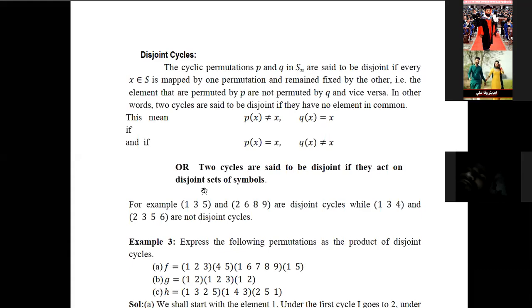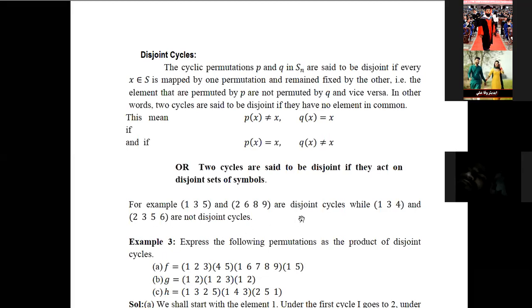Means there's nothing common. For example, (1, 3, 5) is one cycle and (2, 4, 6) the second. It means there's nothing common. Here 1 goes to 3, 3 goes to 5, 5 goes to 1. It's one cycle. 2 goes to 4, 4 goes to 6, 6 goes to 8, 8 goes to 9. It means both are disjoint. But here (1, 3, 4) and (2, 3, 5, 6) are not disjoint because 3 is common in both.